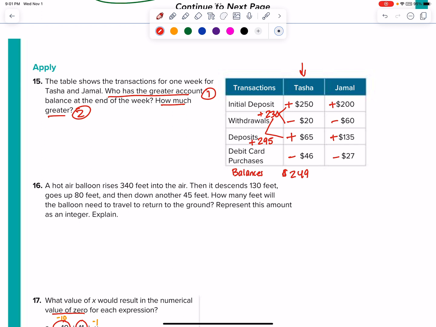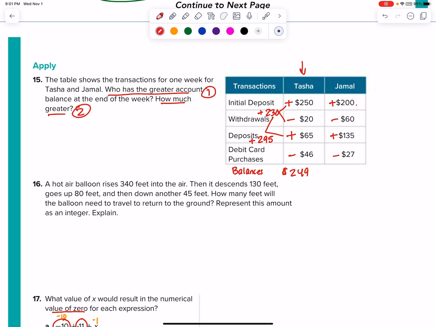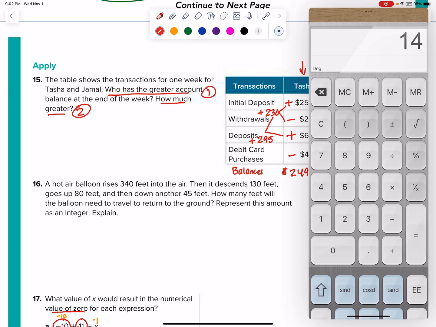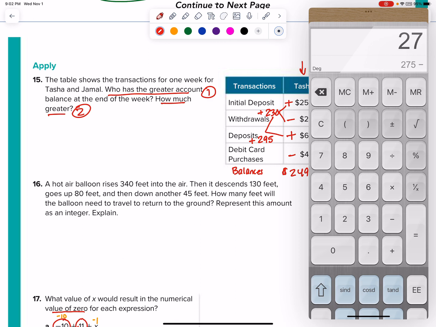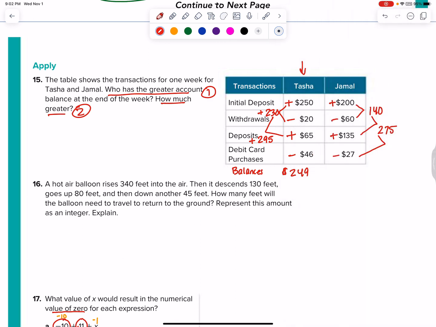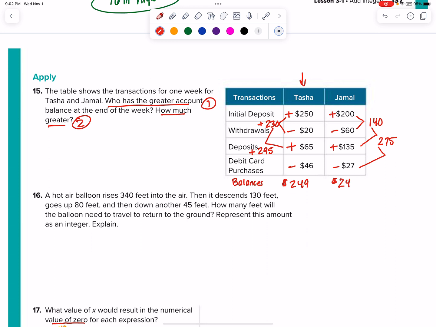So let's go ahead and find Jamal's balance. So we have the 200 and we have a negative 60, different sign, subtract. So 200 minus 60 is 140. Okay, and then we're adding 135. So 140 plus 135 is 275. So here's my new amount, 275. And then I'm going to take that and I'm adding a negative 27, or just subtracting. So minus 27. And we're at $248.